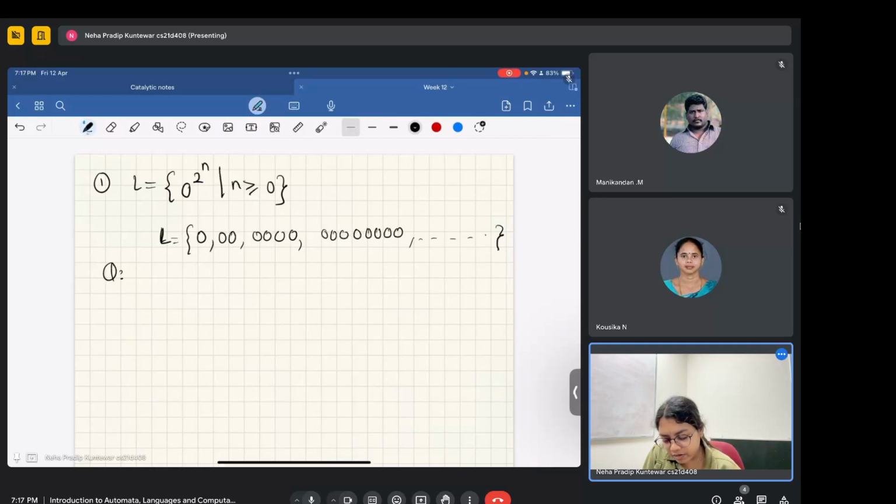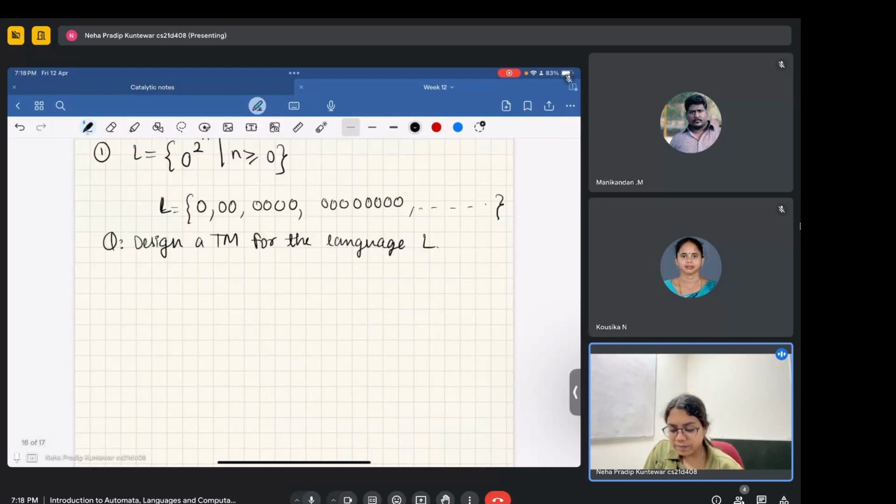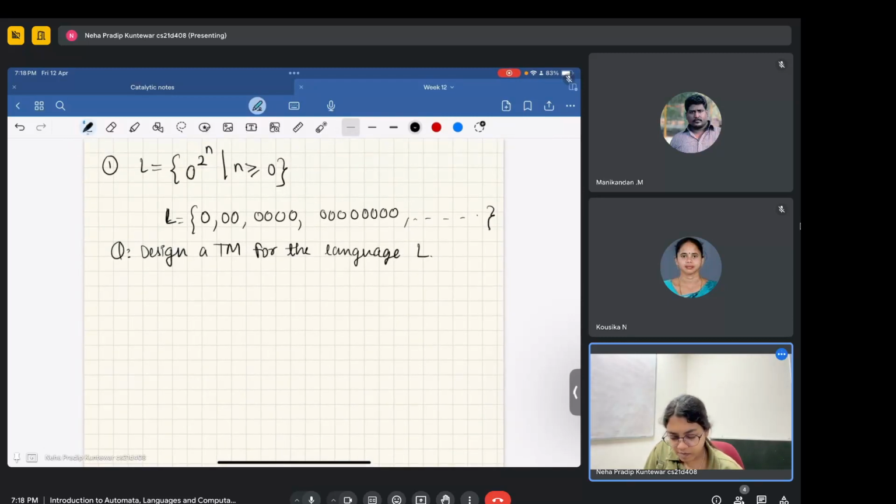Now the question is, design a Turing machine for the language L. By that we mean either you could draw the diagram, similar to what we drew in the previous example, or you can give the transitions for every state, and basically you can describe the 7-tuple. I'll wait for some 2 minutes so that you can try if you would like to, then we will discuss the solution.